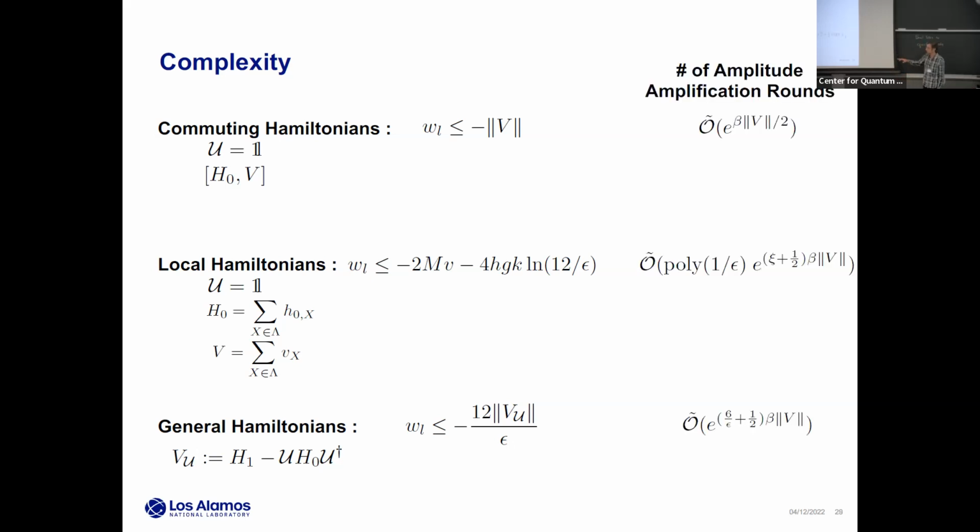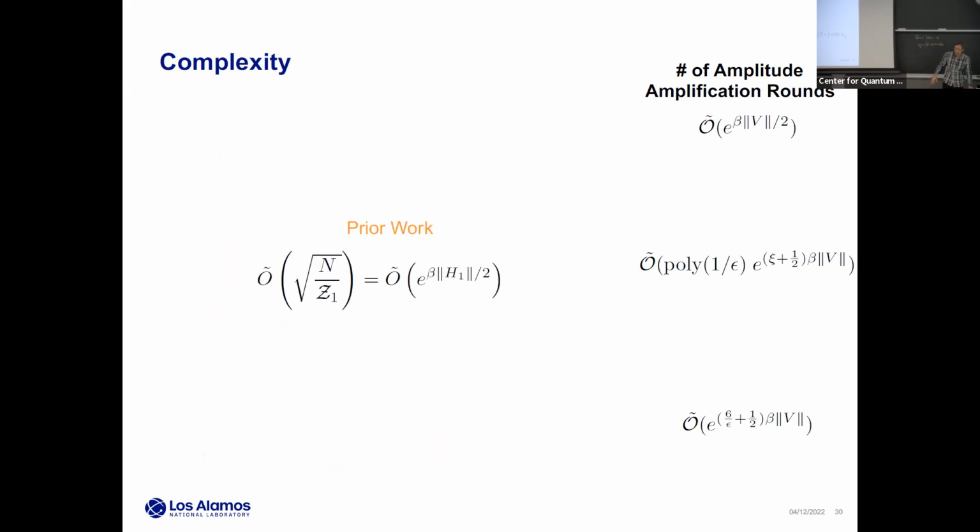But maybe most easy to see is that when we translate how this bound on the work cutoff translates into the amplitude amplification rounds, we find that now it always scales like e to the norm of the perturbation. This is to be contrasted to previous work where complexity was scaling like e to the norm of the target Hamiltonian. So whenever the norm of the perturbation is much smaller, we have an advantage.